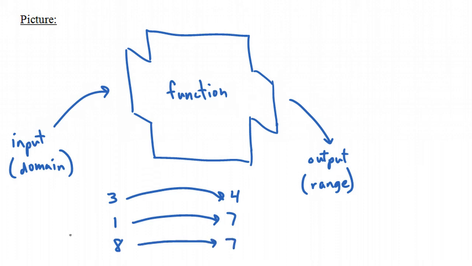Now, one thing that is okay though is I could throw in a number like 8 and get an output of 7. This would still be a function. So in other words, with two different inputs, it's okay if they give you the same output. 1 and 8 both gave me the same output. But what you cannot have is the same input giving you two different outputs.